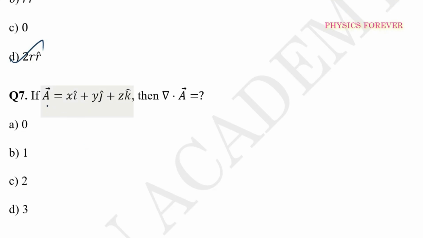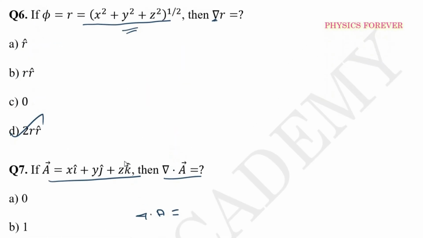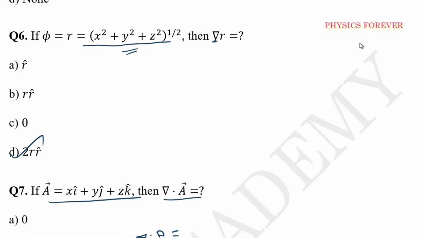So if A is the given x plus y plus z, then del dot A is equal to which one? Then del dot A, which is equal to... yeah, one minute. So in that question 6, then del R is equal to, we have to differentiate, then we have to get option A is correct.